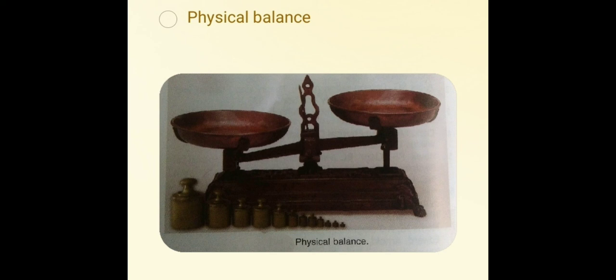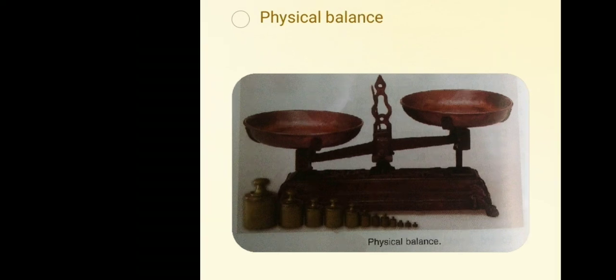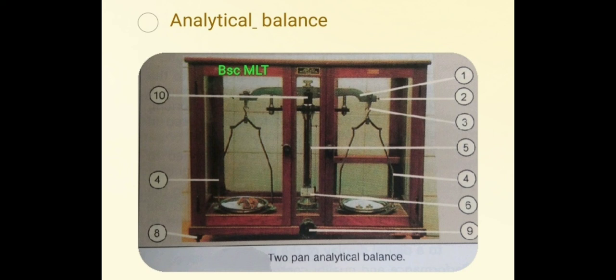Physical balances. Physical balances are used for weighing out substances where great accuracy is not required. These are useful for the preparation of qualitative reagents. Two-pan analytical balances are useful for the preparation of quantitative reagents. A weighing range of 0.001 to 100 gram can be obtained on these balances. The monopan balances are most sensitive, and a weighing accuracy of up to 0.001 milligram can be obtained.